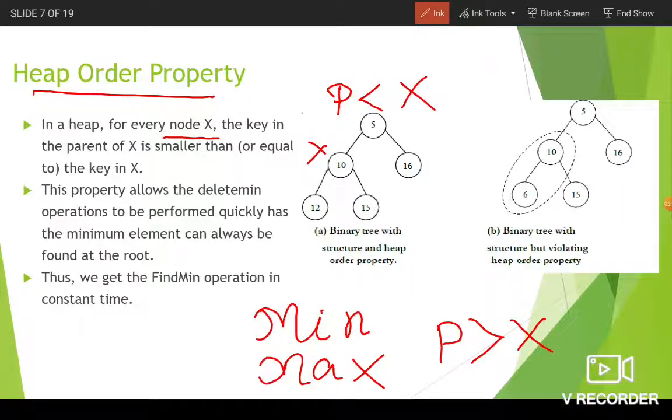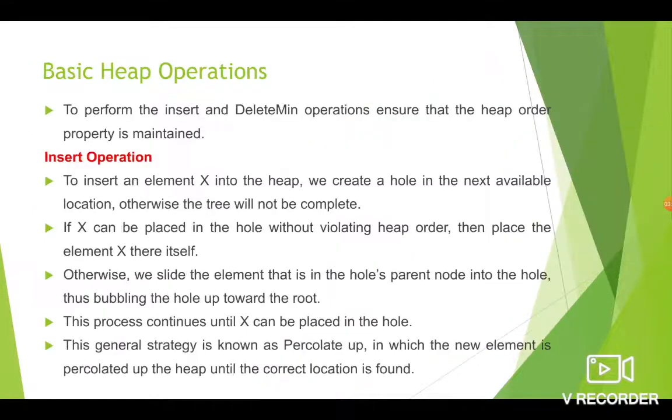In the right side figure, this is not a heap because it violates the heap order property. This is a min heap, so every parent must contain a smaller value than its children. For the last level, that is in the bottom level, we have two children 6 and 15, but its parent is having a greater value than 6. So it violates the heap order property.